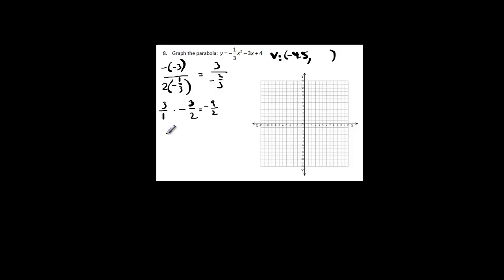Let's find the k now. So negative 1/3 times negative 9/2 squared minus 3 times negative 9/2 plus 4. Now don't freak out when you see something like this. You just got to work with it. Negative 1/3. The negative squared is positive. 9/2 squared is 81/4. A negative 3 times a negative 9/2 is a positive 27/2 plus 4.